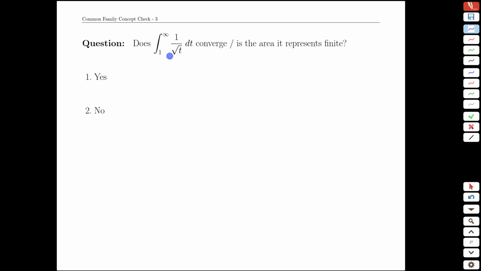What about the example of 1 over root t? Is that area finite, or area represented by that integral finite? Does that integral converge? Pause the video, take a moment to think about that one. All right, in this case, the answer would be a no. Again, we have our borderline case for powers of t. It's 1 over t.